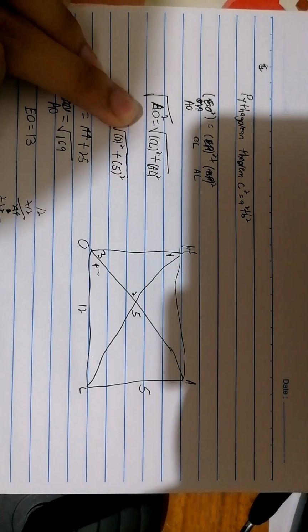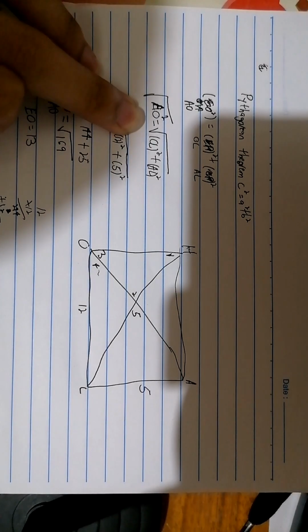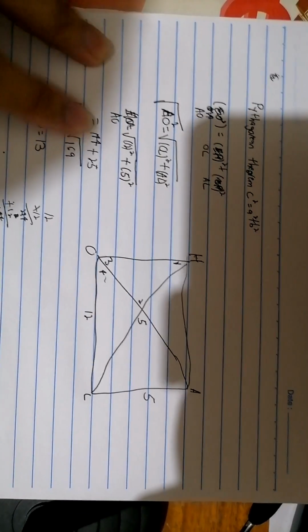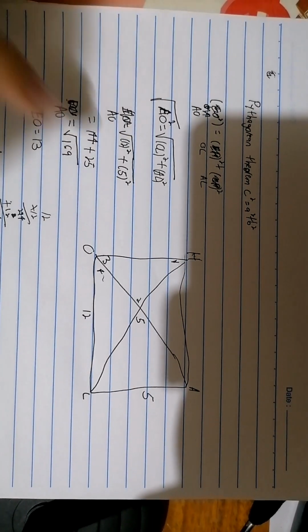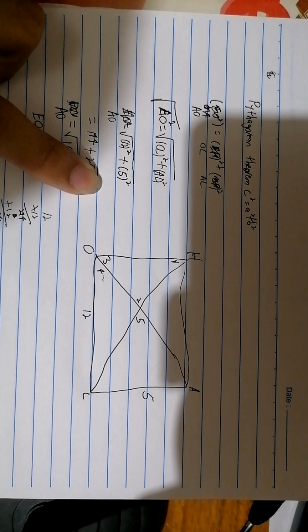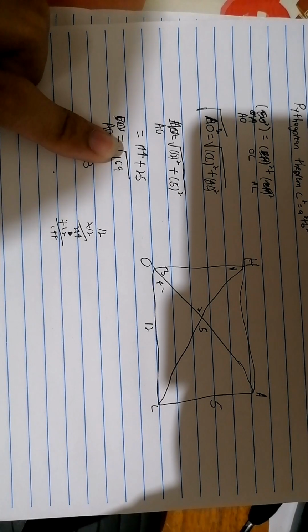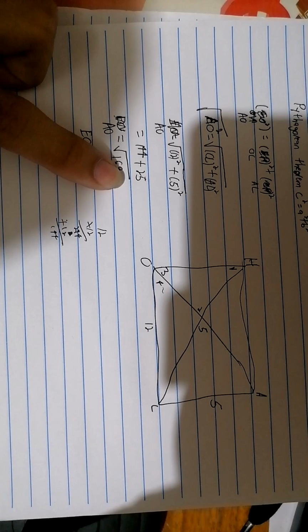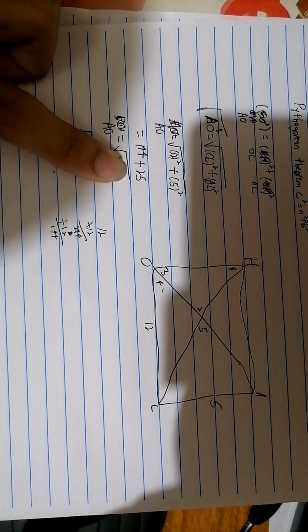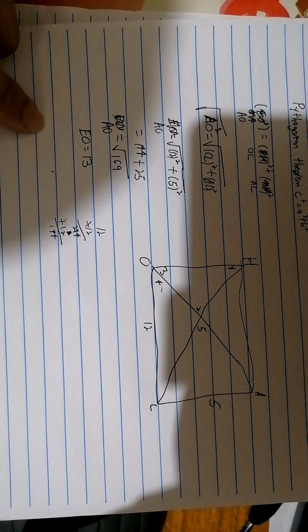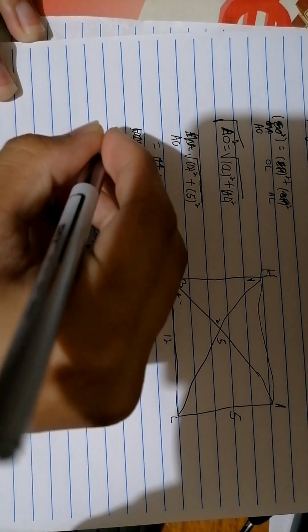Then after that, AO equals the square root of this. So substitute OL and AL: 12 squared plus 5 squared. 12 squared is 144 and 5 squared is 25. So add them together. AO equals the square root of 169. So AO equals 13. So this is our AO.